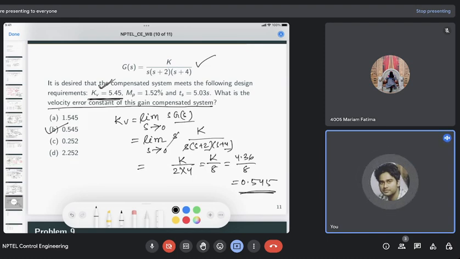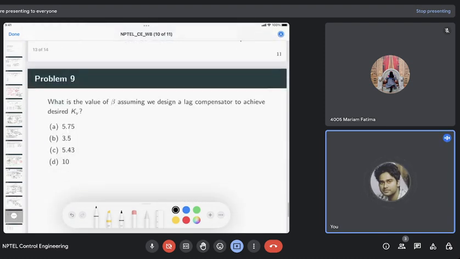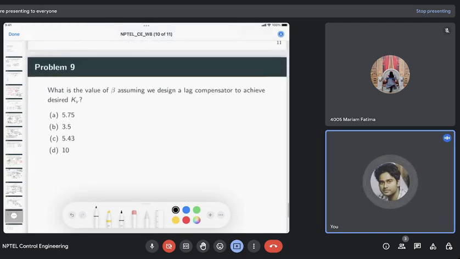Okay, so now we will design this lag compensator. So first we see, what is this lag compensator? The lag compensator will have a zero and a pole. So let's write this compensator. Let this be the lag compensator. Then this is the beta term, where beta will be greater than 1, okay, much more than 1.